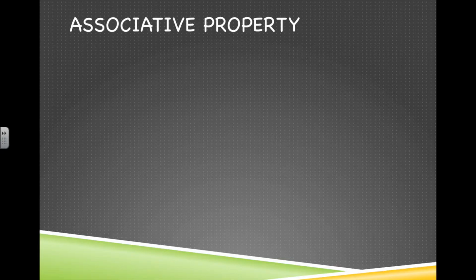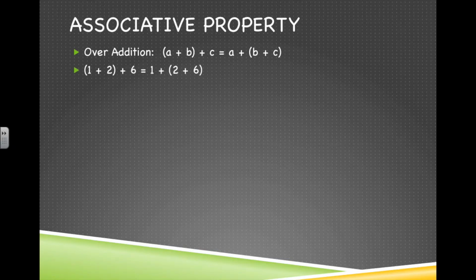Next, we have the associative property. So we have it over addition, and anytime you see parentheses like that, you'll hear me say the quantity. So the quantity A plus B plus a number C is the same as a number A plus the quantity B plus C. We simply regroup numbers and both sides are equivalent. You can see 3 plus 6 is 9 and 1 plus 8 is also 9.